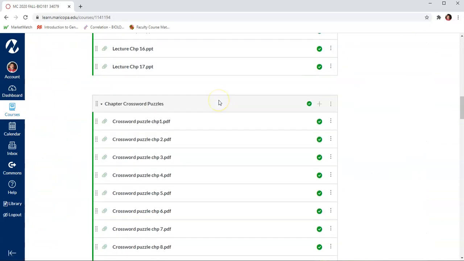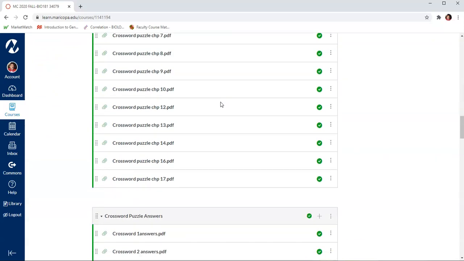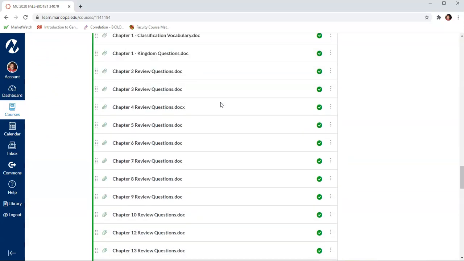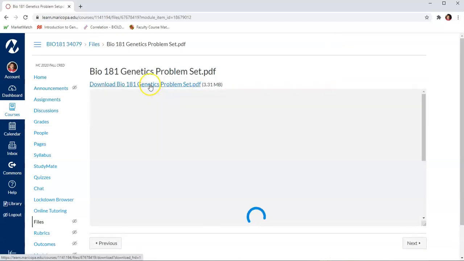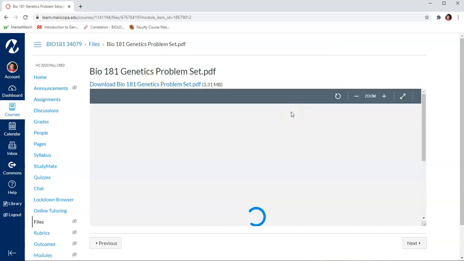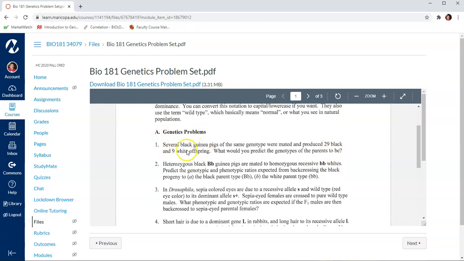Okay, so we covered the videos and the PowerPoints, the crossword puzzles, the answers for those, and the study guides for every chapter. Those are the genetics problems that we were talking about, and there are videos for them. After we get to chapter 14, this will make more sense, but there are genetics problems like: black guinea pigs of the same genotype. There's a fancy Greek word, genotype, just the type of genes that it has. They were bred to produce 29 black and 9 white offspring. What would you predict the genotypes of the parents to be?